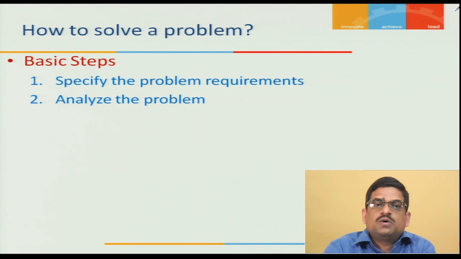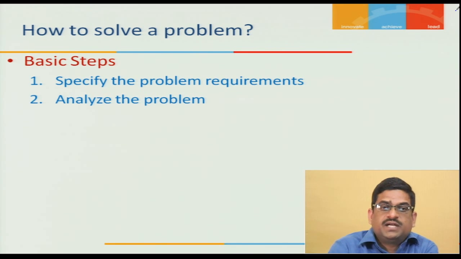Second step is to analyze the problem. In the analysis phase, what exactly we need to do is identify what the input to the problem is and what the output of the problem is, meaning what things my problem solution will take as input from the user, and then what the expected value will be, which has to be either printed or displayed or whatever. Or is there any constraint to the solution of the problem? That also has to be analyzed here.